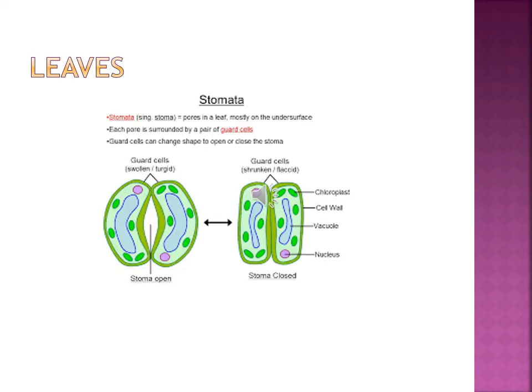We already learnt in chapter 1 that the leaves of the plant have tiny pores called stomata for exchange of oxygen and carbon dioxide. Each pore is surrounded by a pair of guard cells, and guard cells can change shape to open and close the stomata. You can see in this picture.